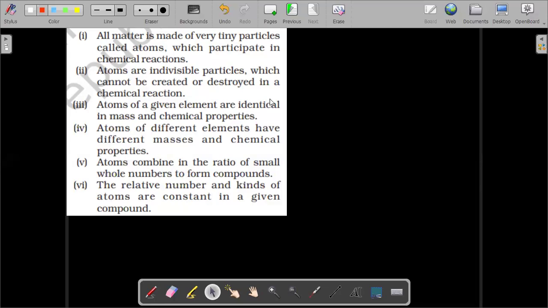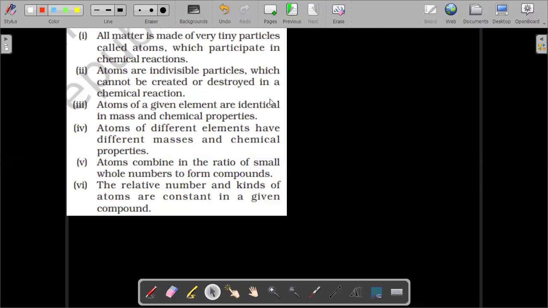It simply means that by the conservation of mass, if you add up all the masses in a reaction, it remains constant. So the law of conservation of mass and Dalton's second postulate are the same. The third point states that atoms of a given element are identical in mass and chemical properties.